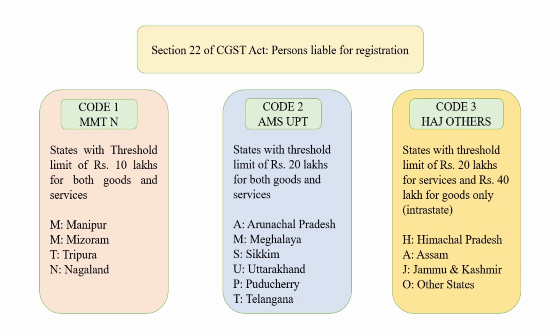So if he falls under this second code, then he is liable for registration if his aggregate turnover is crossing the limit of 20 lakh for goods or services or both. That means if a person is supplying goods or services, his limit in the second code is 20 lakh.